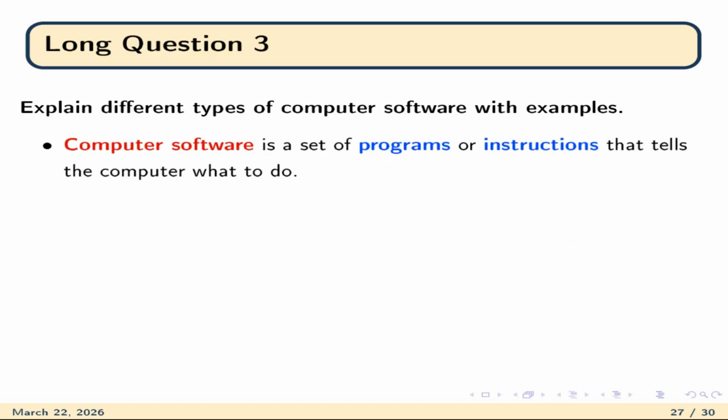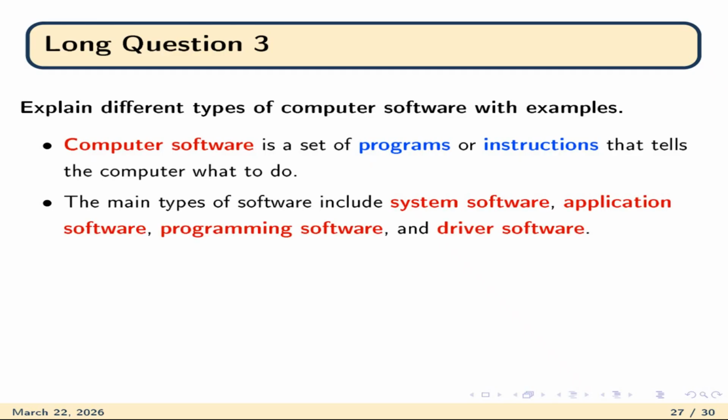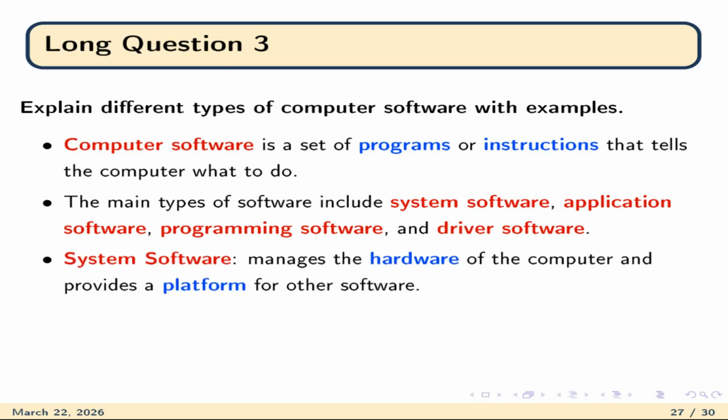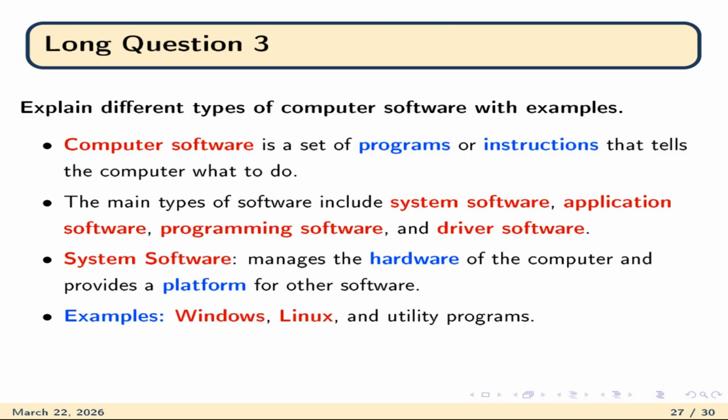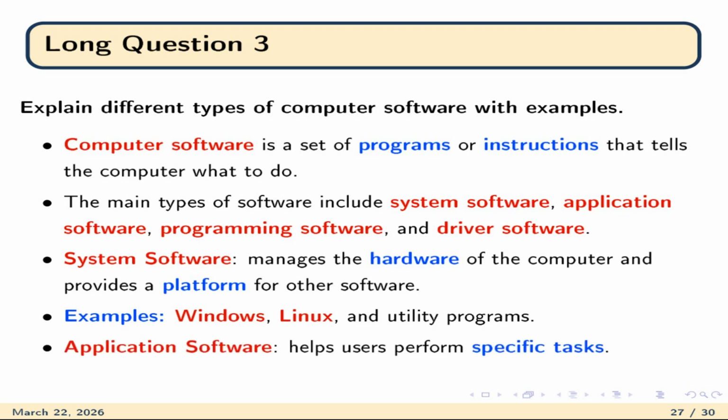Computer software is a set of programs or instructions that tells the computer what to do. The main types of software include system software, application software, programming software, and driver software. System software manages the hardware of the computer and provides a platform for the software. Examples: Windows, Linux, and utility programs.